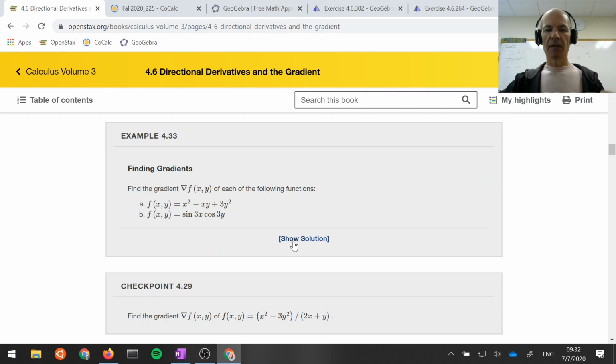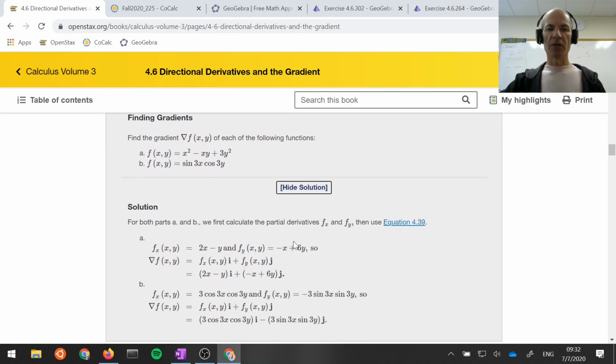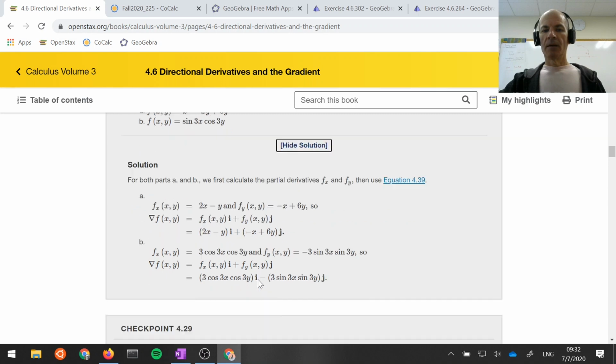Finding the gradient is really just an exercise in computing all of the first partial derivatives. For example, if we're looking at the function f of x and y, 2 partial derivatives, we expect the gradient to be a vector with 2 components. The first component will be the partial with respect to x, that's here. The second component, the partial with respect to y, that's here.